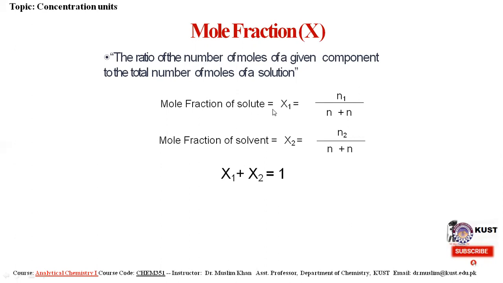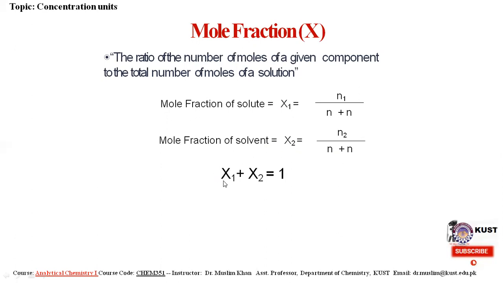For example, x1 is the mole fraction of the solute, which is n1 divided by n1 plus n2. Sorry, this is missing here, but this is n1 plus n2, the total number of moles of a solution. The mole fraction of the solvent is x2, the number of moles of the solvent divided by n1 plus n2, the total number of moles.